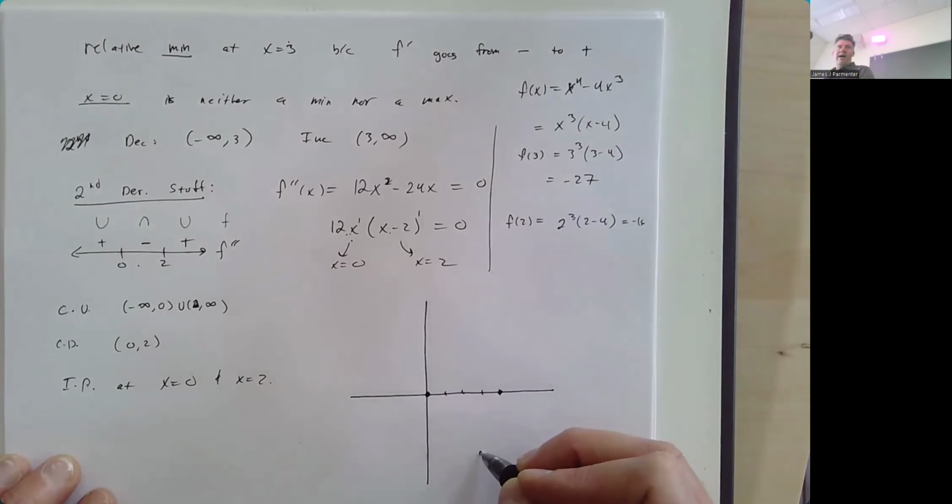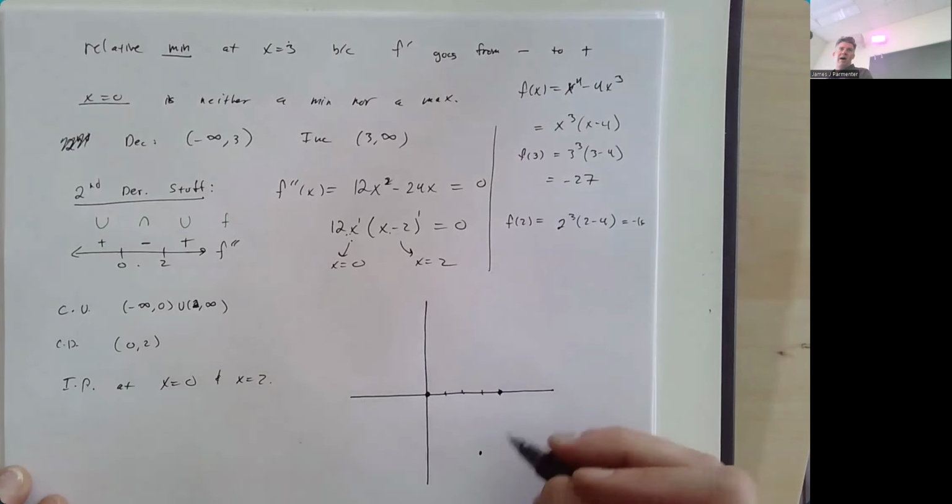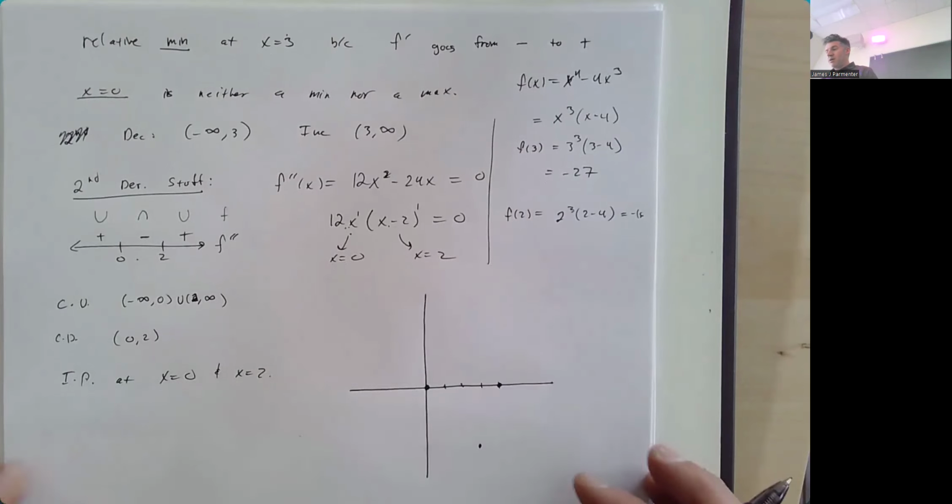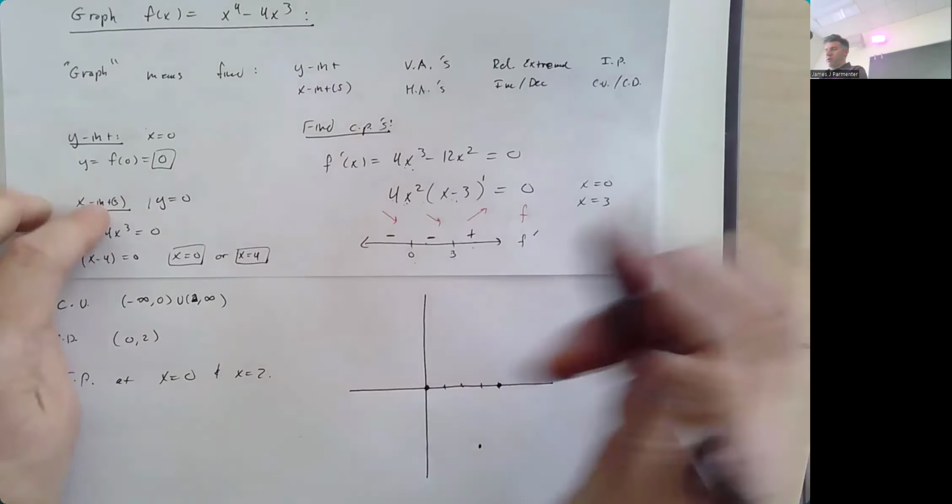And really, that's all I want. I don't want to actually plot my inflection point just yet. I'll get there when I get there. When I graph this, you know what I'm using to graph it? I'm using my first derivative sign chart.